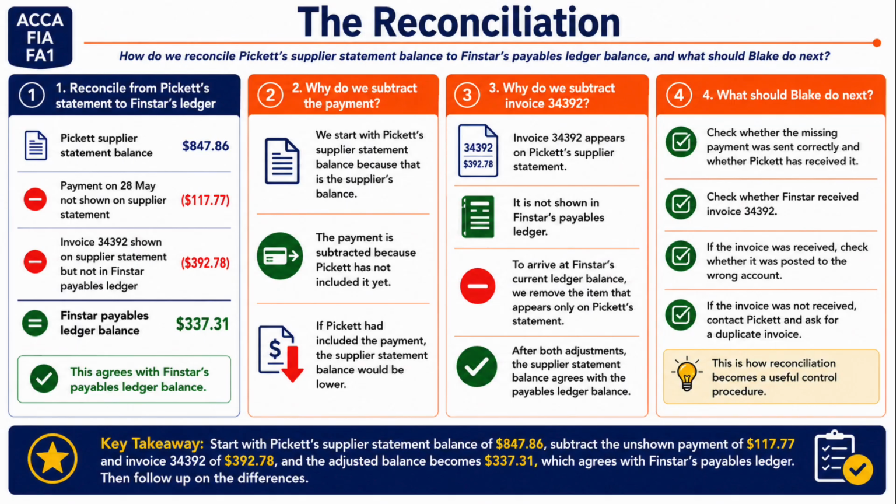What should Blake do next? Blake should not stop after preparing the reconciliation. Blake must also follow up on the differences. For the missing payment, Blake should check whether the payment was sent correctly and whether Pickett has received it. For the missing invoice, Blake should check whether Finstar received invoice number 34392. If the invoice was received, Blake should check whether it was posted to the wrong account. If the invoice was not received, Blake should contact Pickett and ask for a duplicate invoice. This is how reconciliation becomes a useful control procedure.